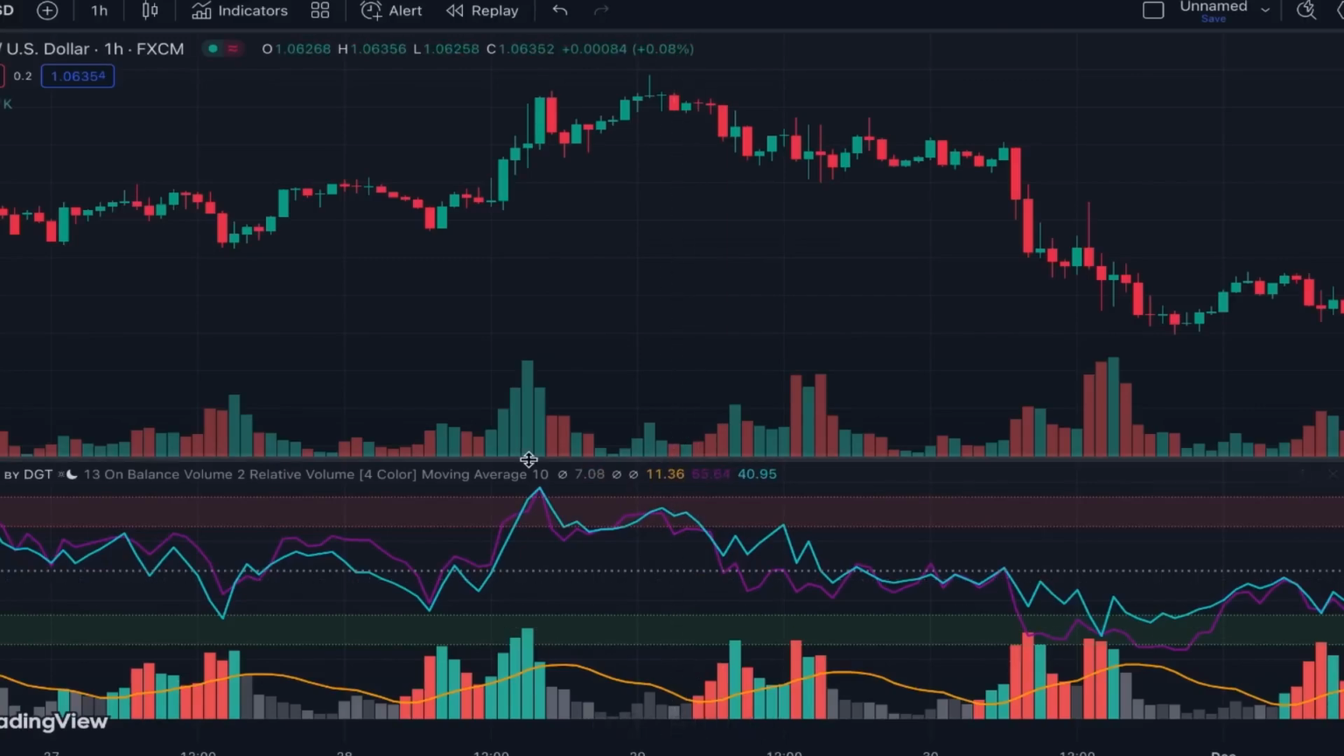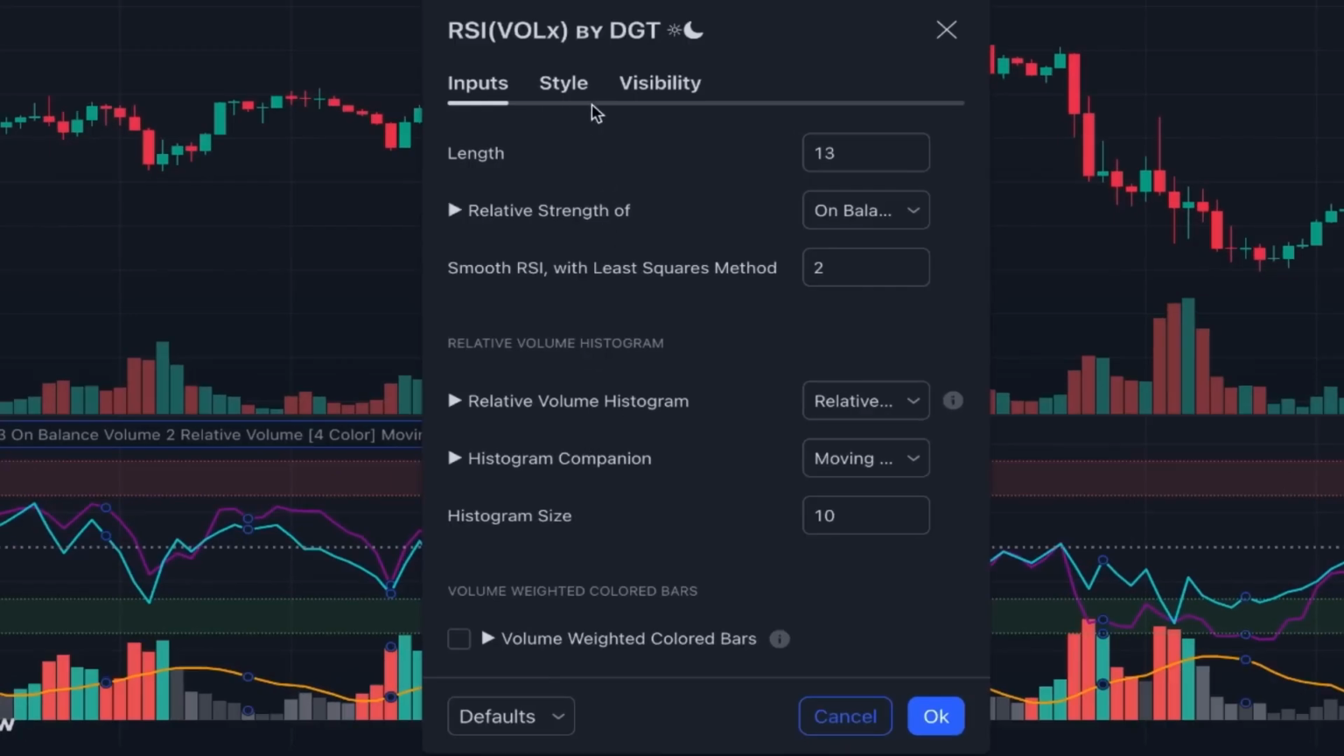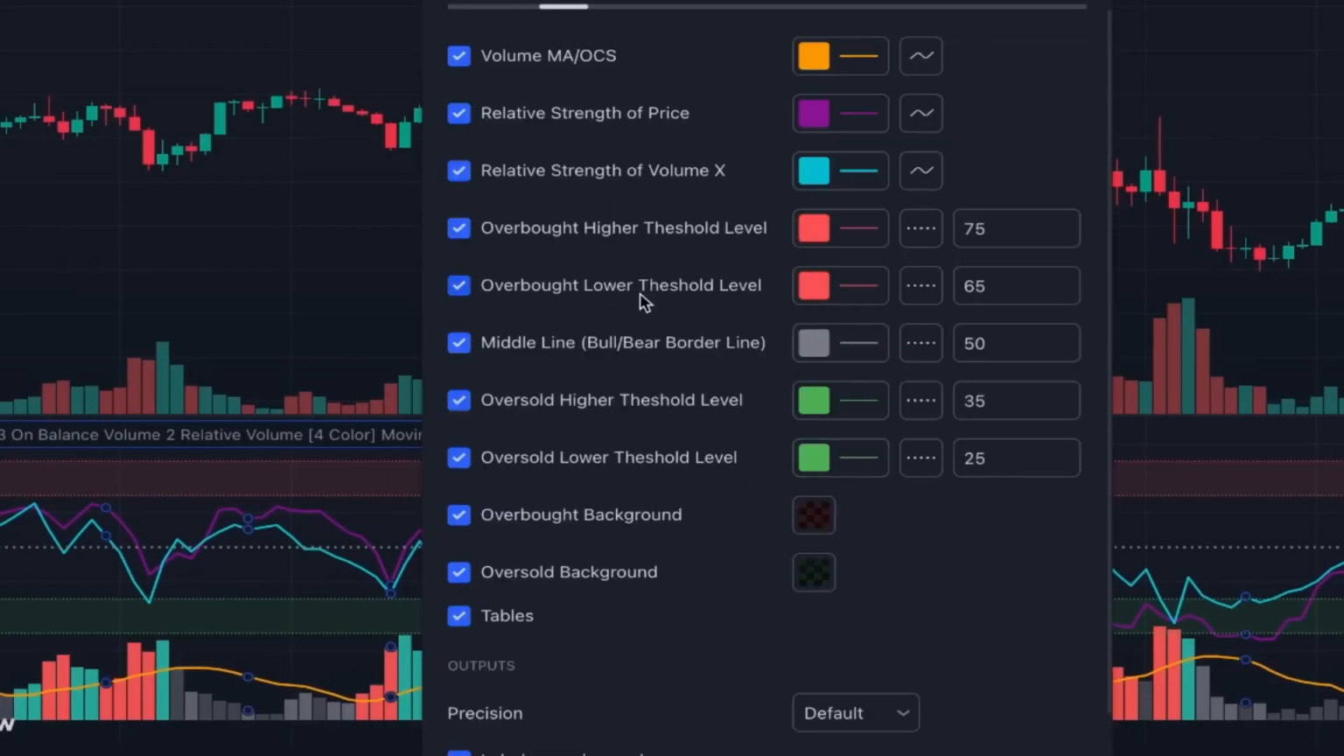By default, here in the style tab of the indicator for overbought and oversold, the lower threshold level for overbought is set at 65, which you can set at 70, just the way that you use RSI. And the higher threshold level for oversold is set at 35, which we can set at 30. So it will be exactly similar to RSI default settings.